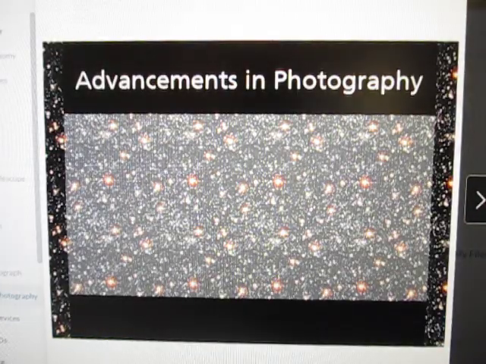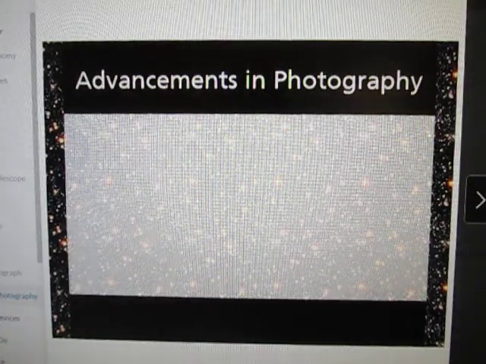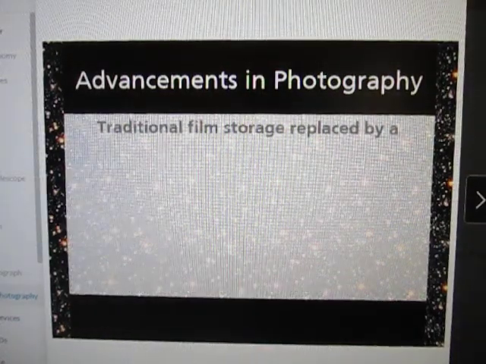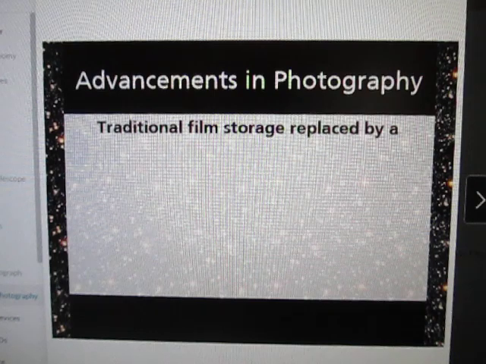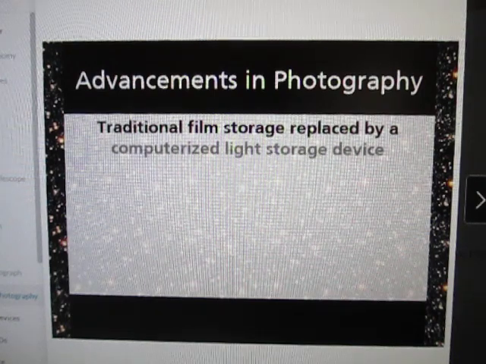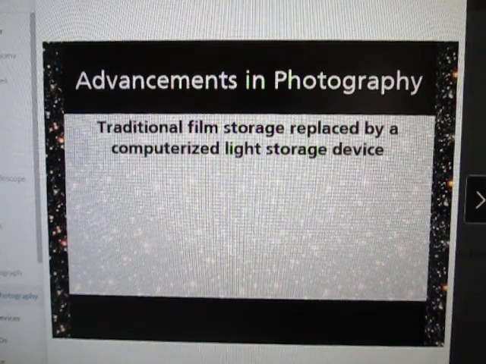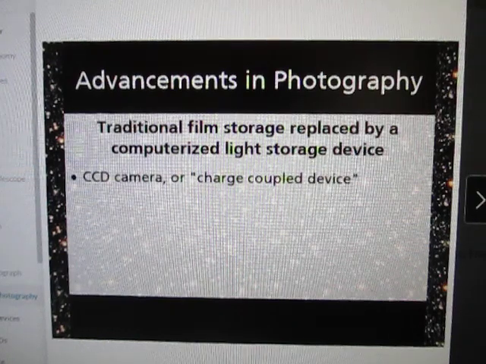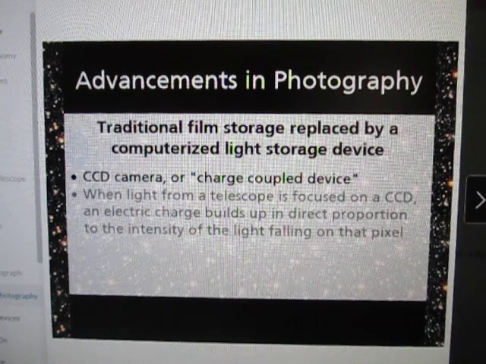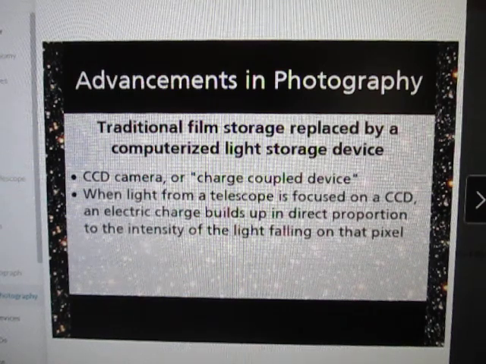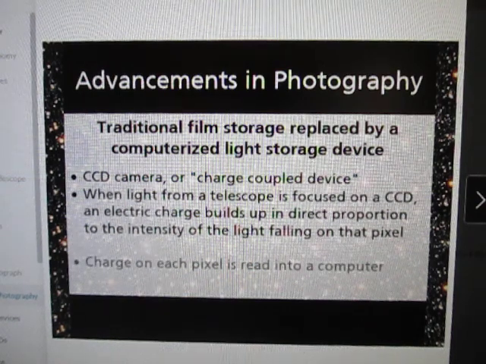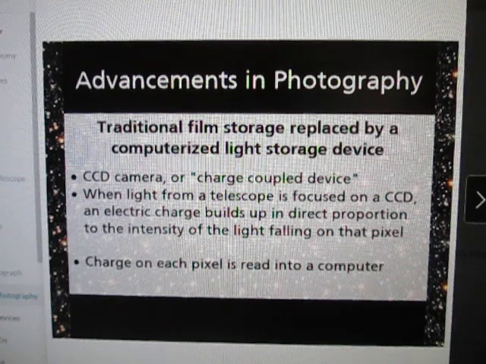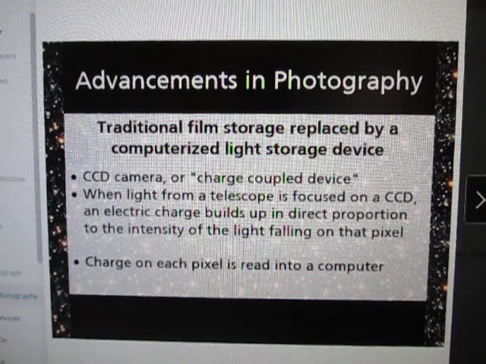With the advancements of photography, traditional film storage of light from space has now been replaced by a computerized light storage device. This device is called the Charge-Coupled Device, or CCD camera. When light from a telescope is focused on a CCD, an electric charge builds up in each pixel in direct proportion to the intensity of the light falling on that pixel. When the exposure is finished, the charge on each pixel is read into a computer.